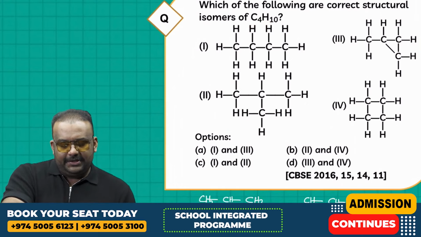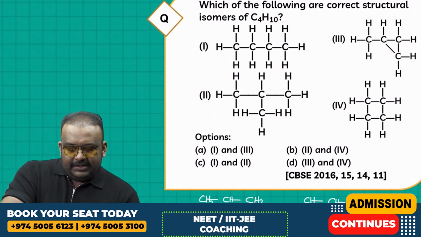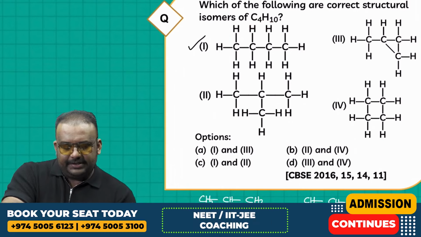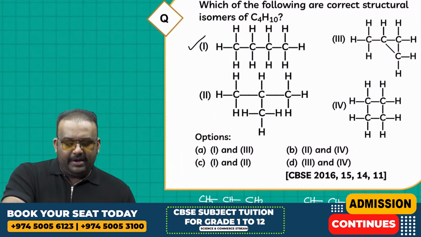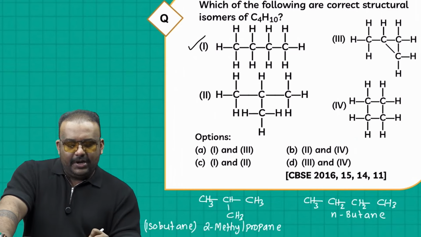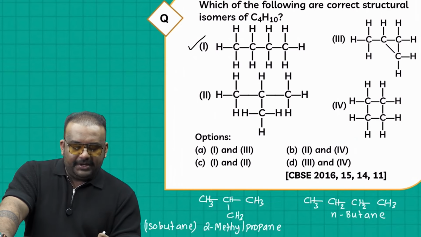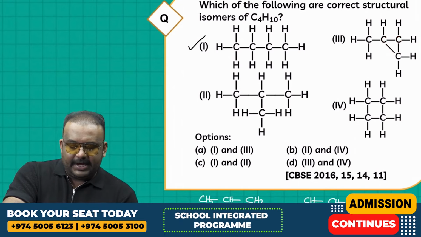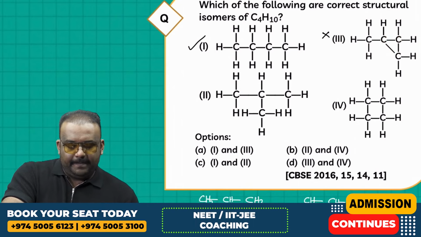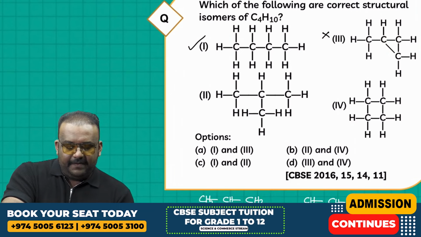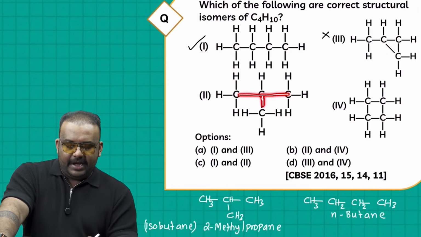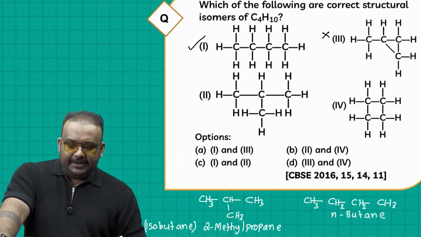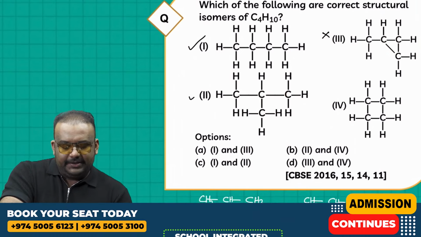So look into the options. Option 1 has a straight chain structure which is similar to n-butane. Yes, so it is an isomer. Option 3: you can see that there is a cyclic bonding here, so this cannot be an isomer. Then we have option 2, where we have 3 carbons in the parent chain and 1 in the branching. So this can be an isomer.